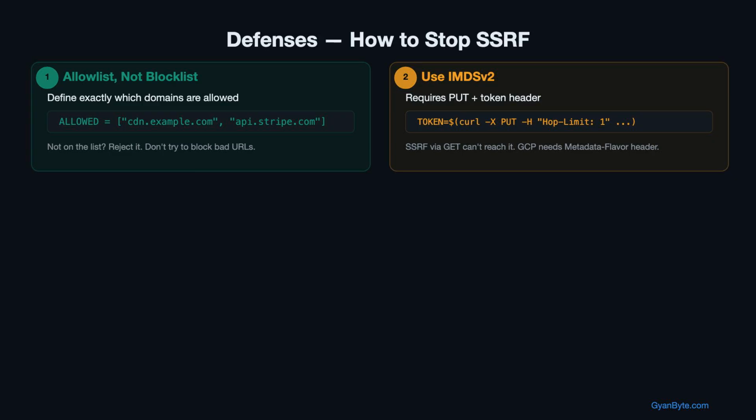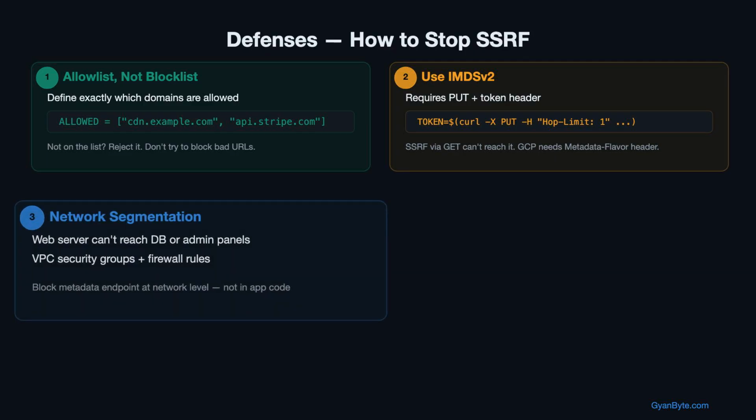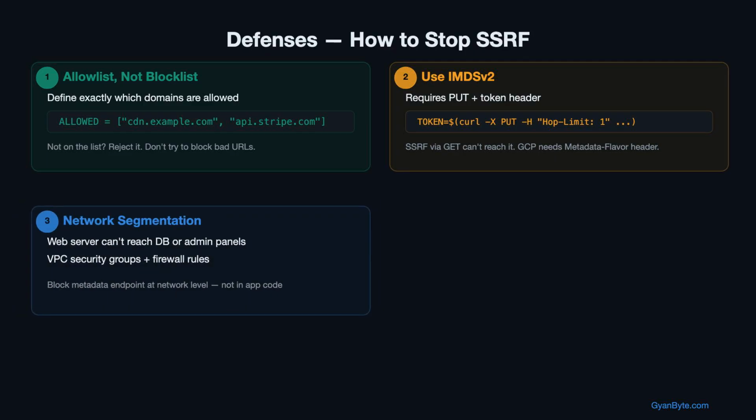Defense 2: use IMDSv2. AWS's Metadata Service version 2 requires a PUT request with a special header to get a token first. SSRF via GET requests can't reach it. GCP requires the Metadata-Flavor header. Enable these. Defense 3: network segmentation.